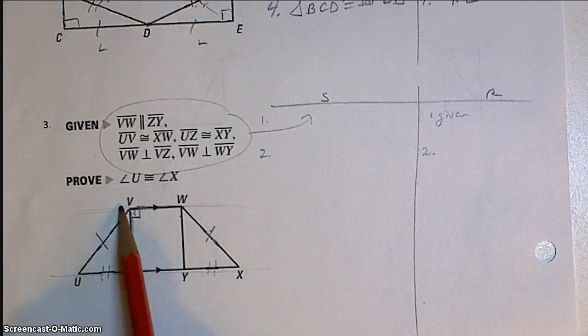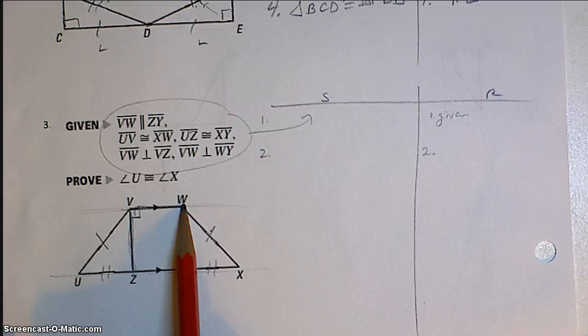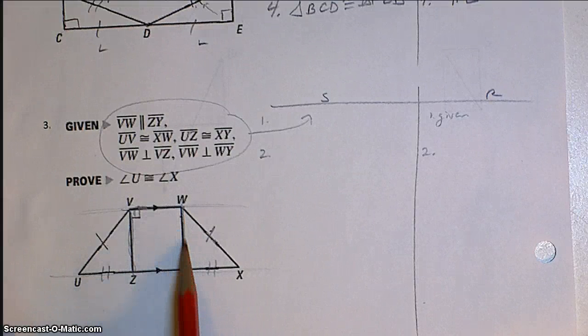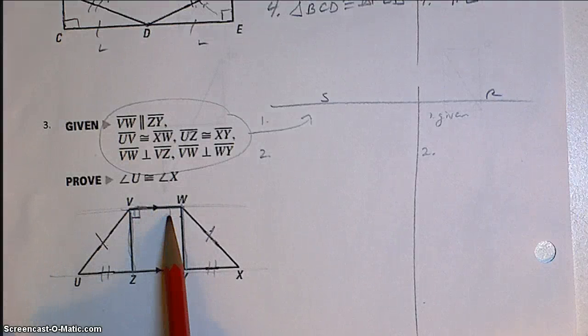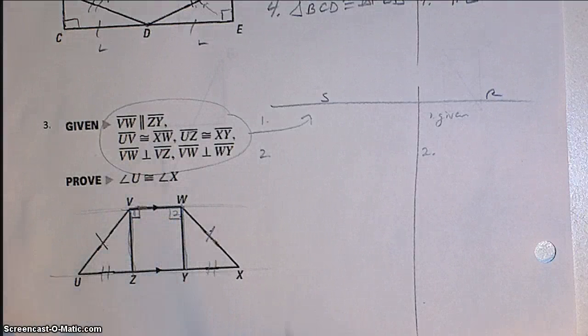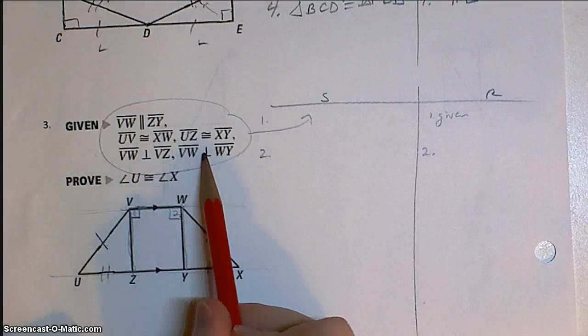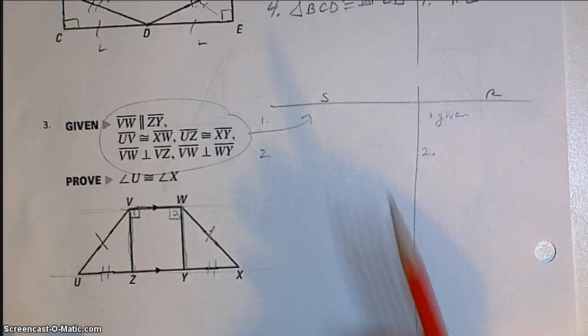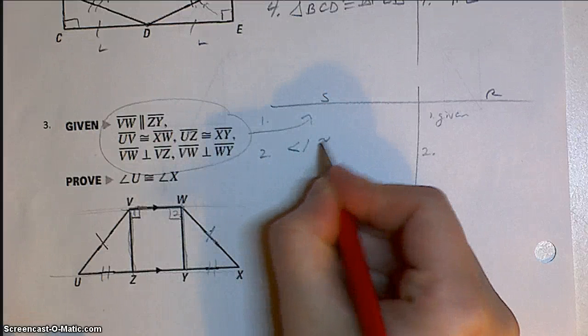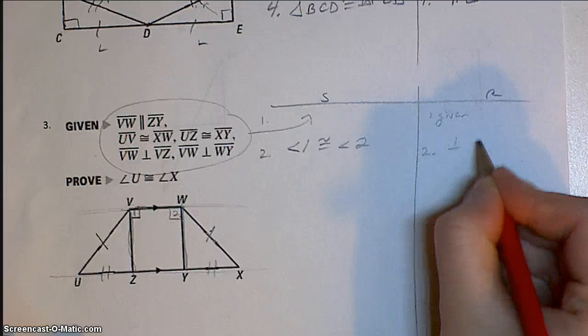Also, VW is perpendicular to WY. This one. Which means this has to be perpendicular. So I'm going to name it angle 2. Okay. Well, perpendicular lines form right angles, and right angles are congruent. So that means angle 1 is congruent to angle 2.